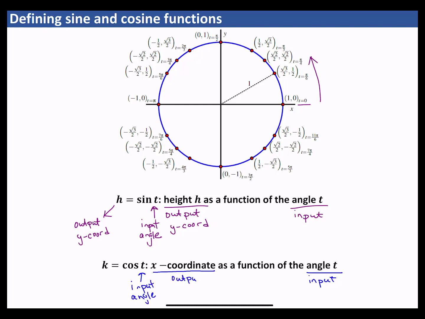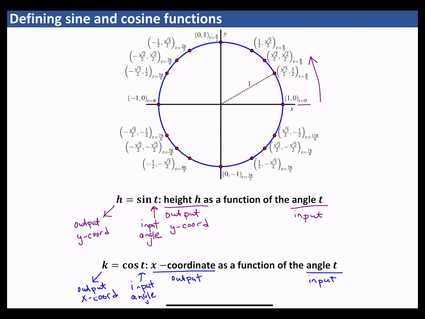I want to emphasize, this notation is not sine times t or cosine times t. These are names of functions. The sine function has an input that is an angle, and it has an output that represents the y-coordinate corresponding to that given angle. Similarly, the cosine function has an input that is an angle, and it has an output that corresponds to that angle and is an x-coordinate.